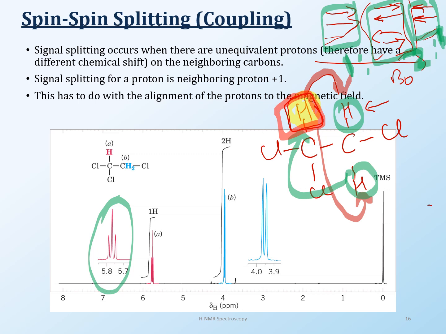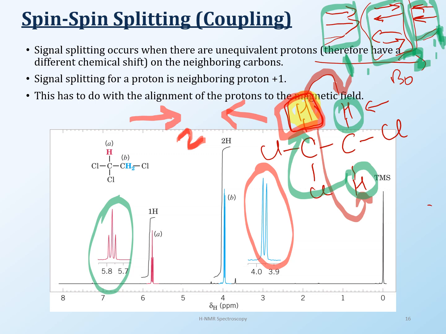So this red proton is either going to be facing this way or it's going to be facing that way in the magnetic field, which means what? There are only two orientations. So if it's only two orientations, you will only see a doublet in here. So you only see two splittings, okay?